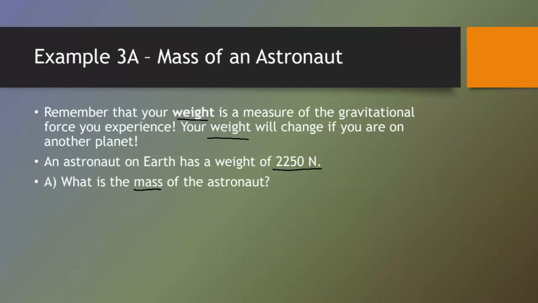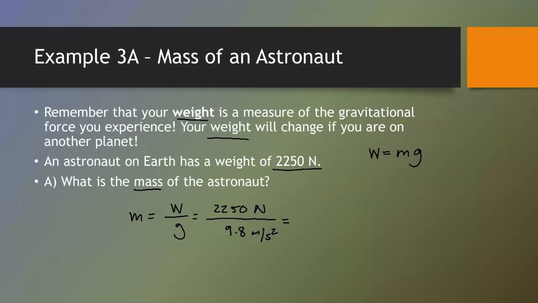Your weight is a measure of the gravitational force you experience. I'm going to use a W for weight. Your force is equal to the mass times the acceleration, or your mass and the acceleration due to gravity. And so to find the mass of an object, we're just going to use the weight and divide by the acceleration due to gravity. So 2250 newtons divided by 9.8 meters per second squared. And this will give us 229.59 kilograms.